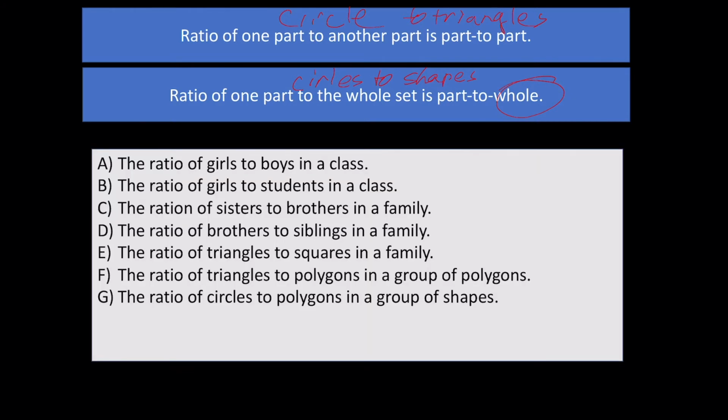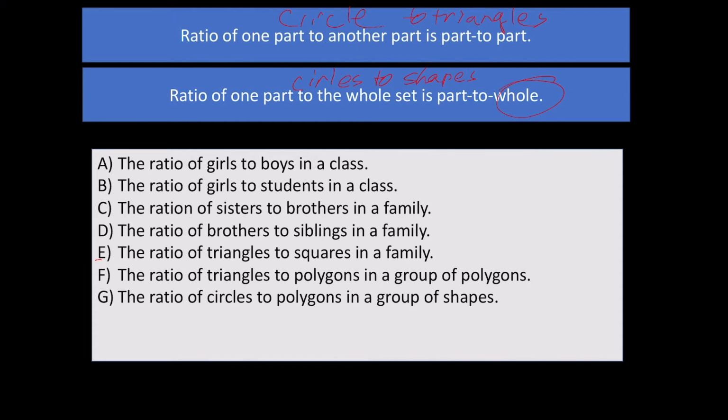So if I'm looking down here, which of these would be part to whole ratios? So let's read through them here. The ratio of girls to boys in a class. The ratio of girls to students in a class. The ratio of sisters to brothers in a family. The ratio of brothers to siblings in a family. The ratio of triangles to squares in a group of polygons. The ratio of triangles to polygons in a group of polygons. The ratio of circles to polygons in a group of shapes.